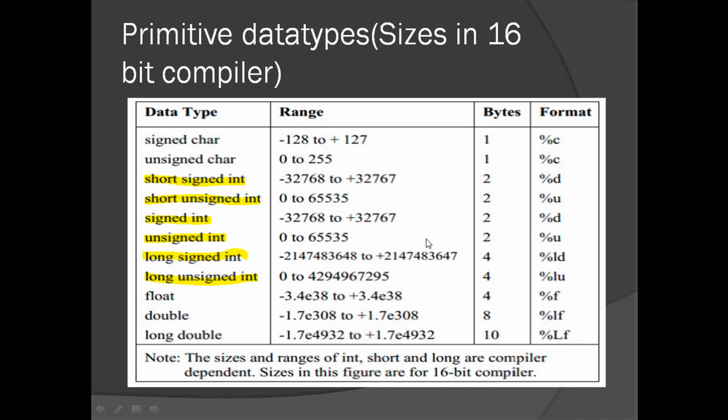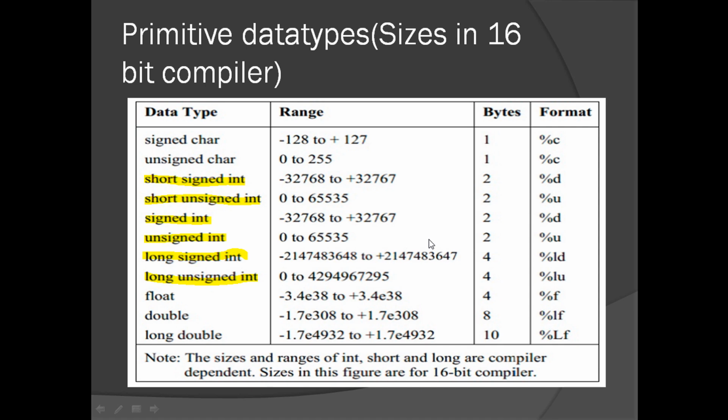We need to divide because signed can store both positive and negative, right? So we need to divide this range. Half of the values go to negative values, half of the values go to positive values. That is what minus 32,768 to plus 32,767 means. 0 is also included, so that is why one number is reduced from the positive range.